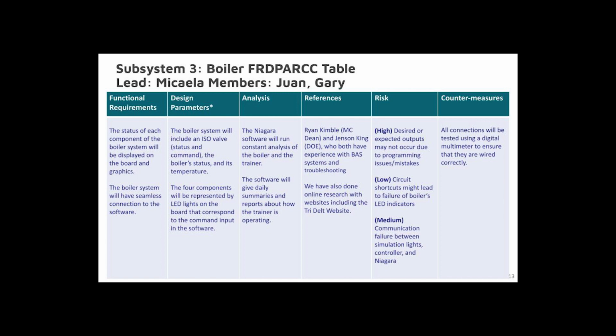So the risks are: for our high risk, desired or expected outputs may not occur due to programming issues and mistakes. Our medium risk is communication failure between the simulation, lights, controller, and Niagara software. And our low risk is that circuit shorts might lead to failure of the board's LED indicators.